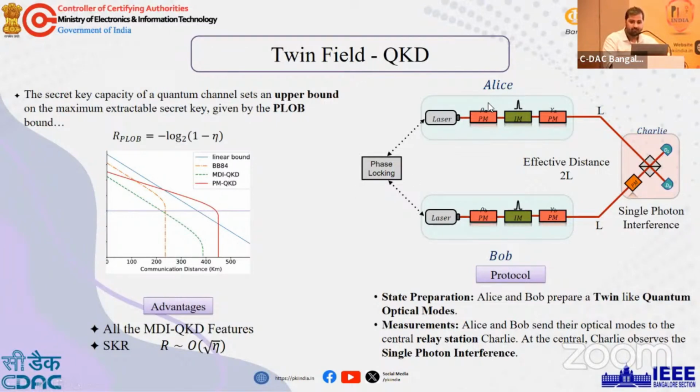Again, these two parties prepare the states, exactly similar states, and send them to a central station, where Charlie this time performs a single photon interference. A photon interferes with the vacuum, and he announces the constructive or destructive results from these detectors.